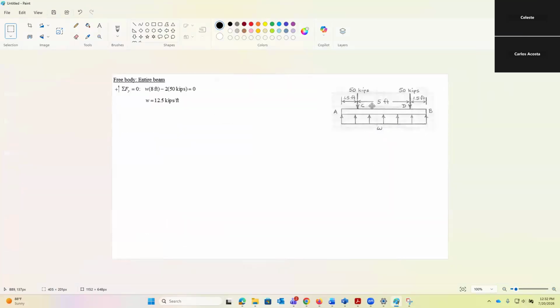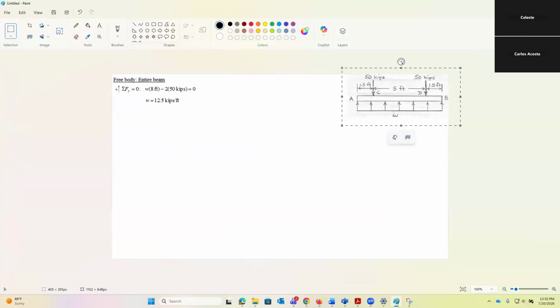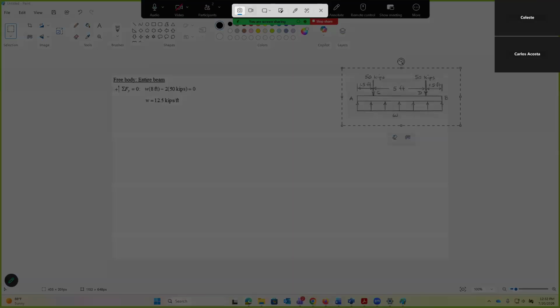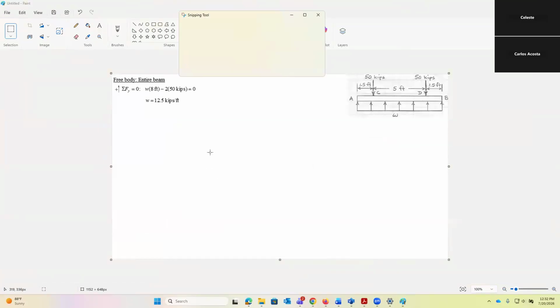All right. So from there, we're gonna start doing the sections. Remember, the whole point is to do sections. So let's do the first section.